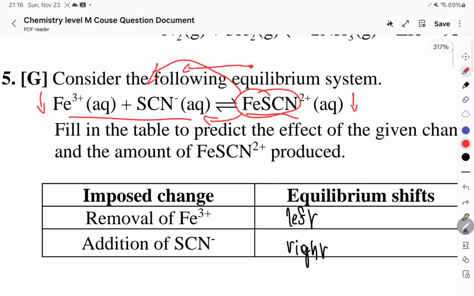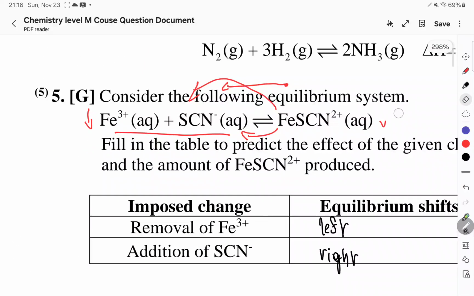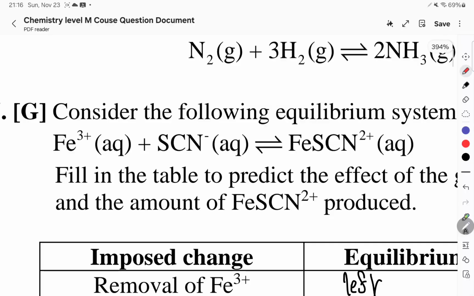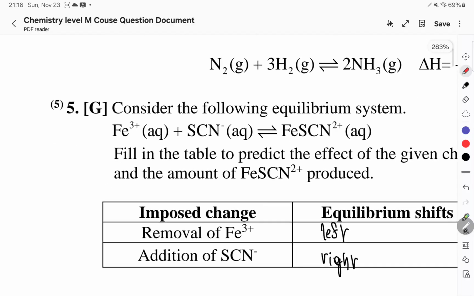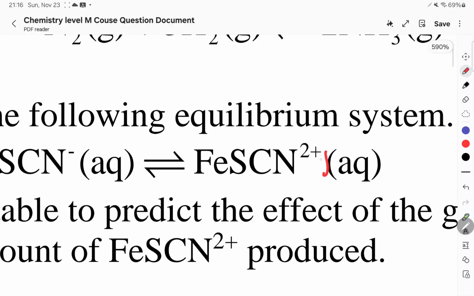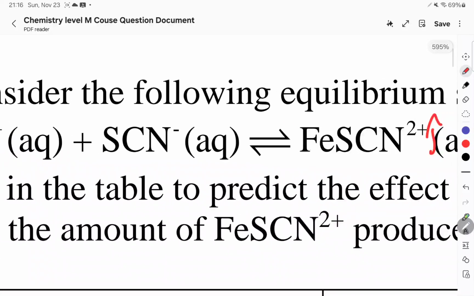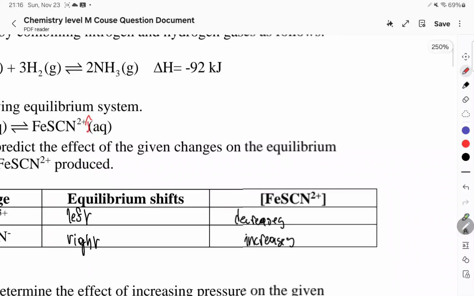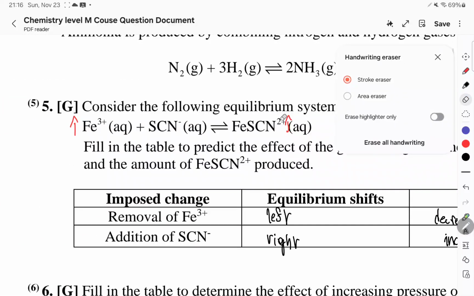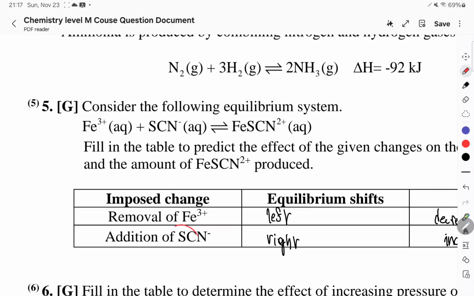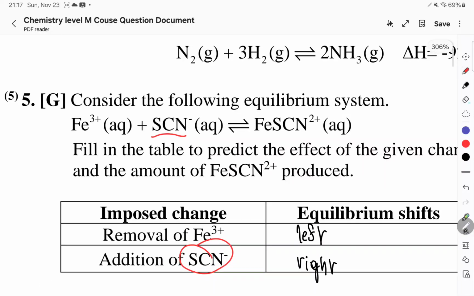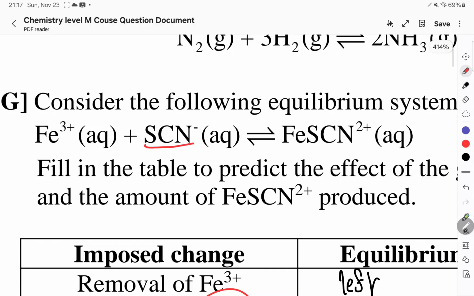Now addition of product. What happens when there's an addition of product? The equilibrium will again try to keep everything balanced, if that makes sense. So when, for example, this increases, then the equilibrium will try to make this also increase. Oh wait, I misread that. They only want to increase the reactants, not the products. I misread that.